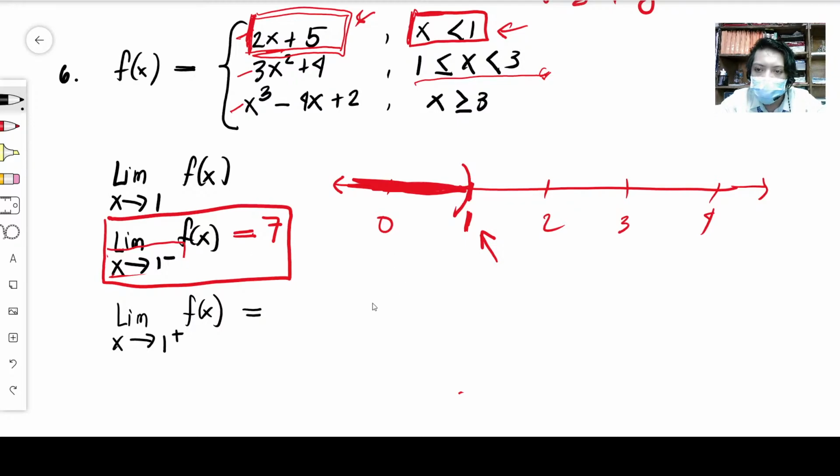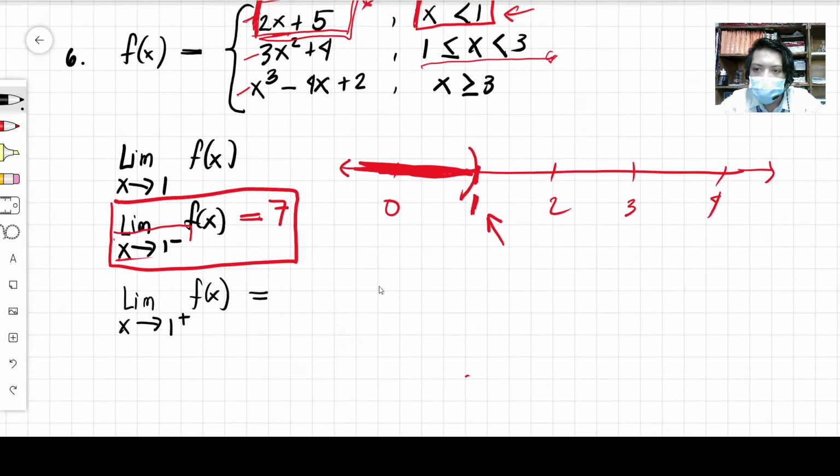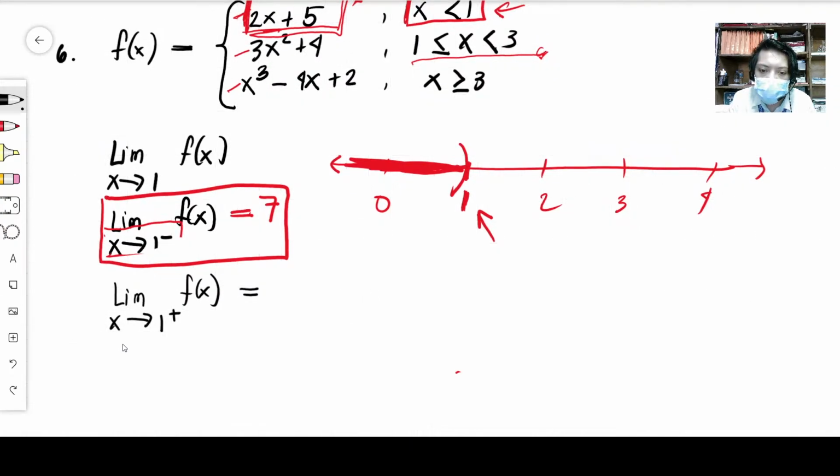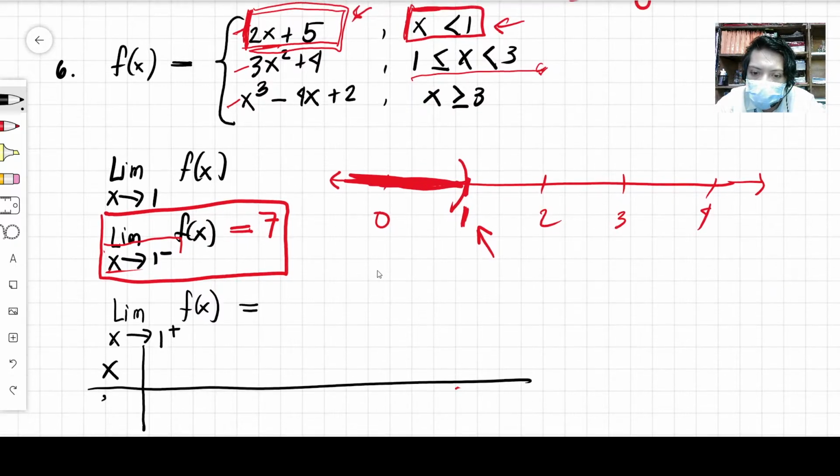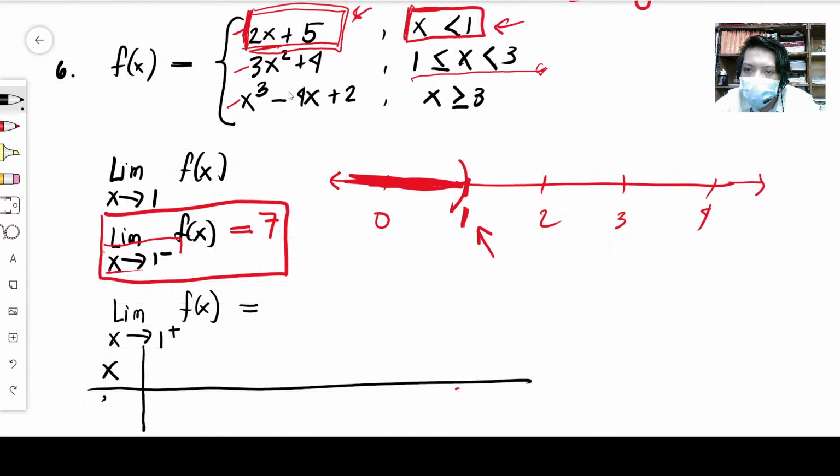Of course, you have to construct the table of values. The question is, which function will we use? Because we are dealing with a piecewise function. We don't know which one, so we look at the values of x. As x approaches 1 coming from the right, which region is this?